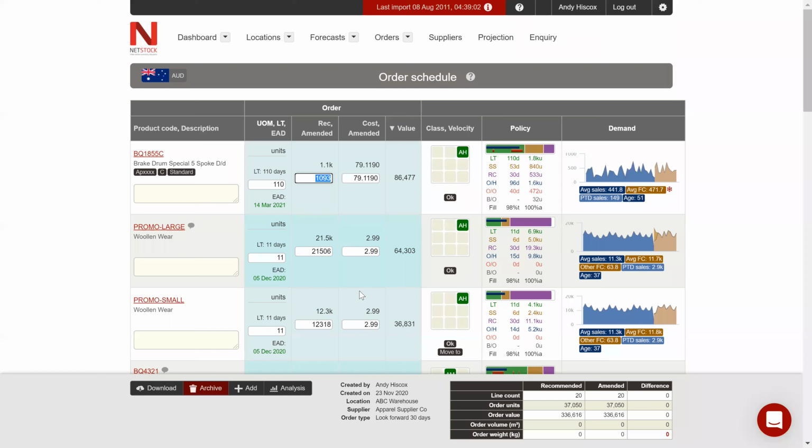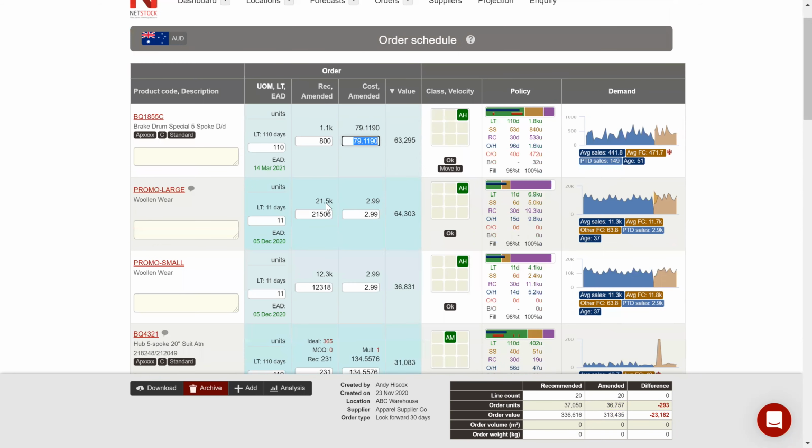Anything from a replenishment perspective can obviously be changed. So if I want to reduce that to 800 because we're short of money and see the impact of that, I can see here we've reduced the order by $23,000 in this instance. So the idea here is it presents for you what you should replenish based on your future forecast, based on this ideal policy, and you can merely step your way through this.